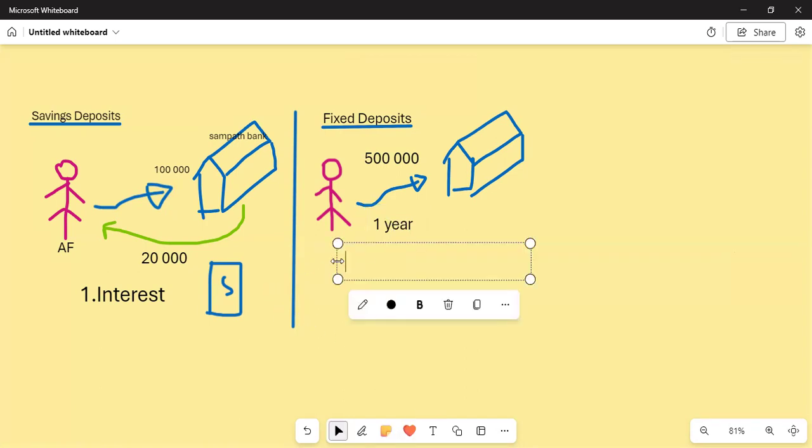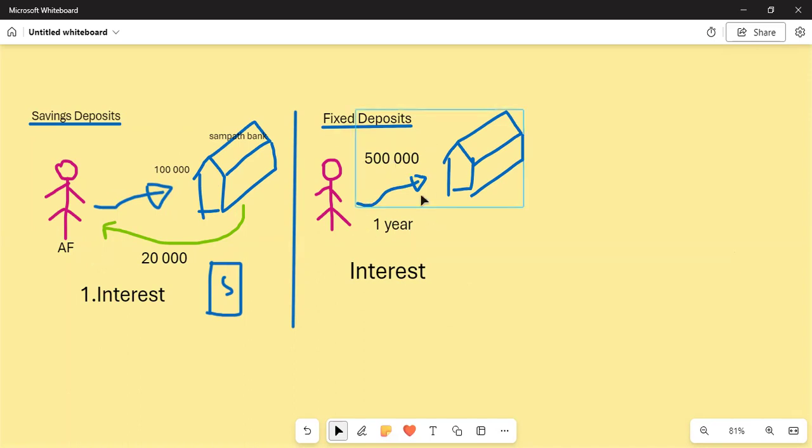My interest is very much larger, much bigger than a savings deposit interest. Why is that? Because in a savings deposit, you deposit and withdraw every time. You go and deposit, and if you need, you withdraw. But in fixed deposits, you can't withdraw. There is nothing called withdrawing every time. Only after 1 year can you withdraw.